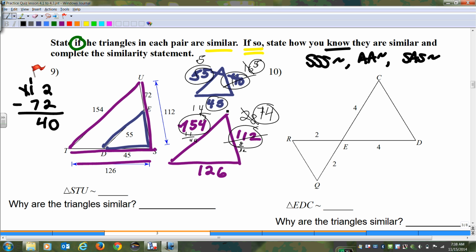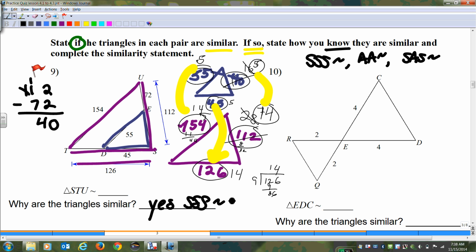And let's check 5. 9 goes in here 5 times. And let's check 126 and 9. 9 goes in there 14 times. So notice we have 5 to 14, 5 to 14, 5 to 14. So yes, these are similar by side, side, side similarity.